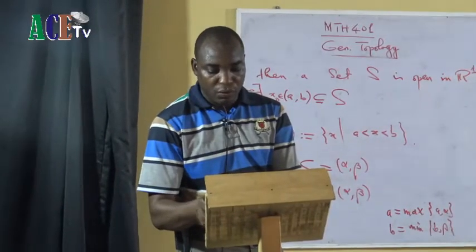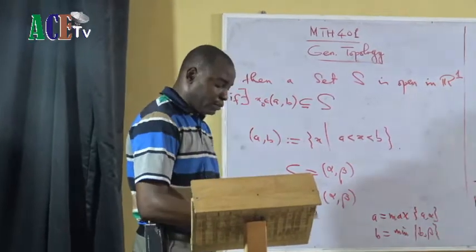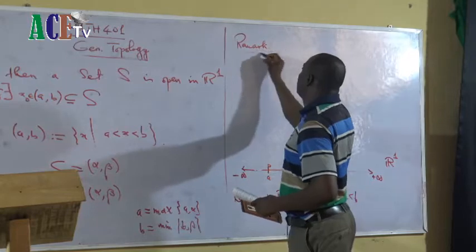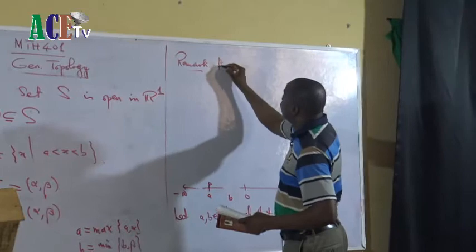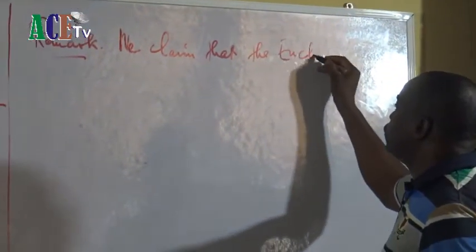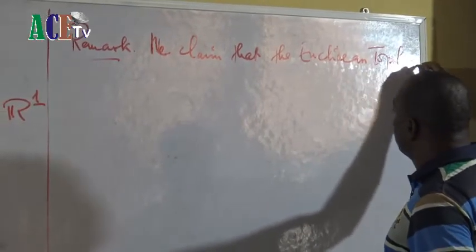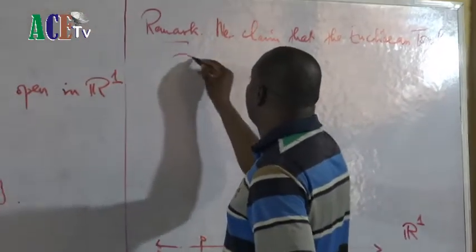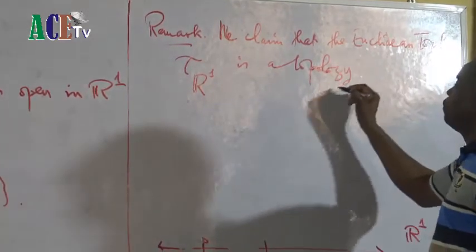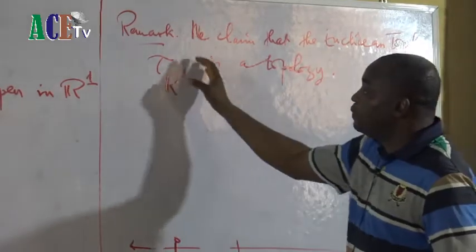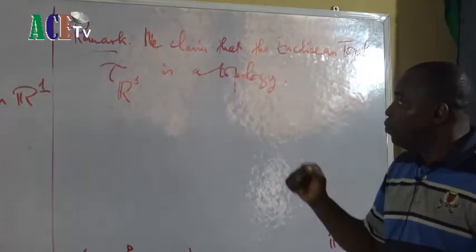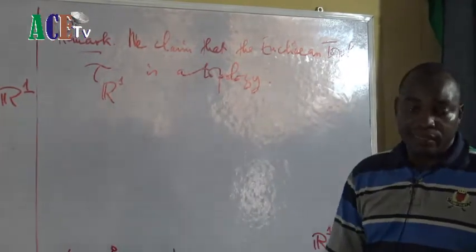Let's take a look at some remarks on the topology on the real line. We claim that the Euclidean topology, thus the topology on R1, is a topology. For this statement to be true, then this class of sets must fulfill the three axioms of topology. Namely, the empty set as well as the whole of R must be in the topology.